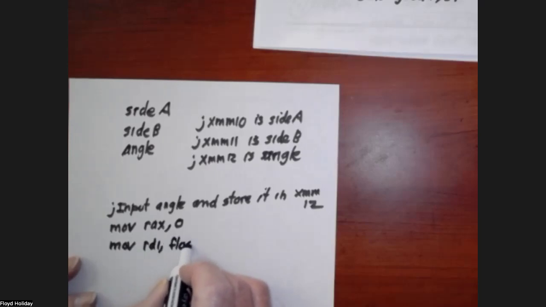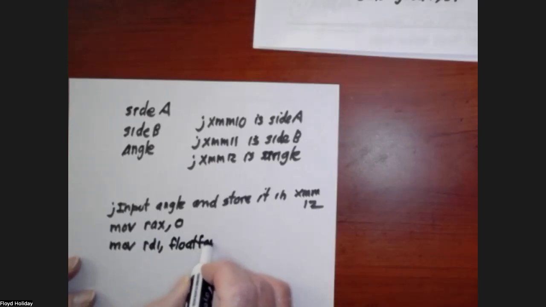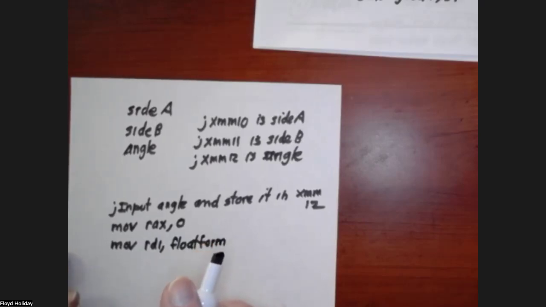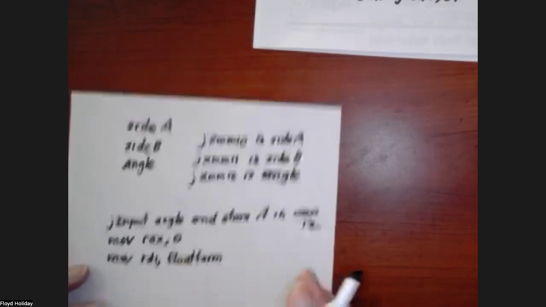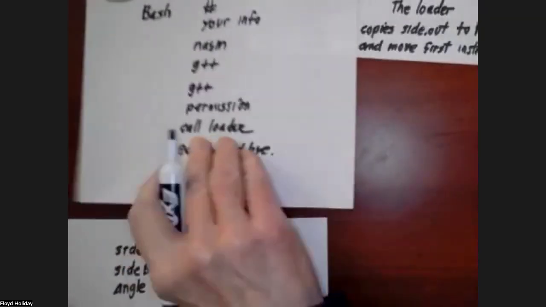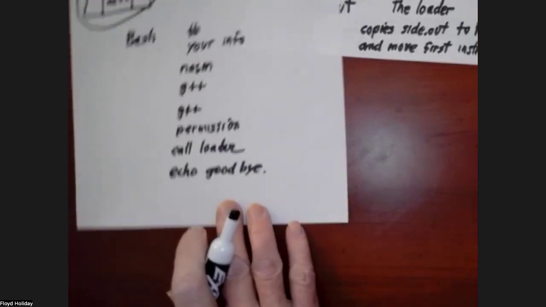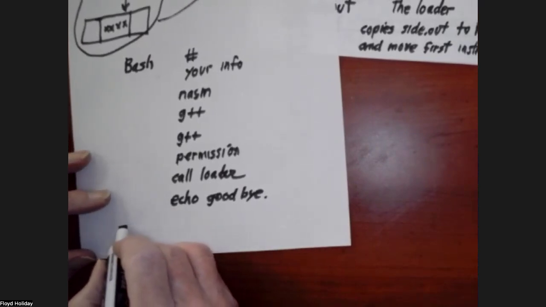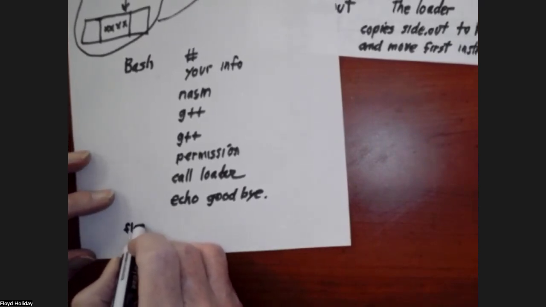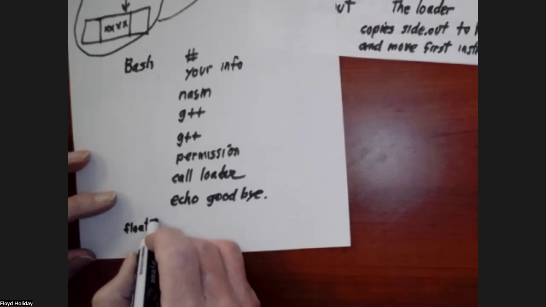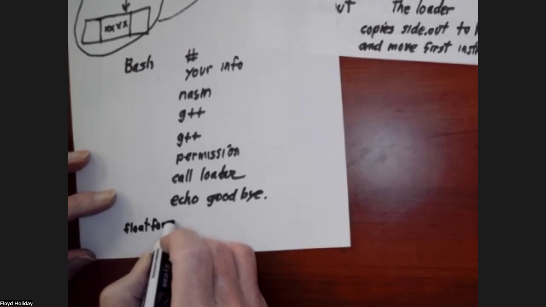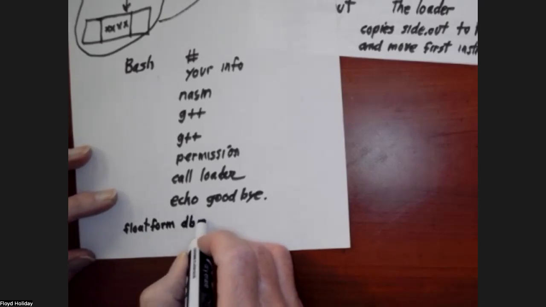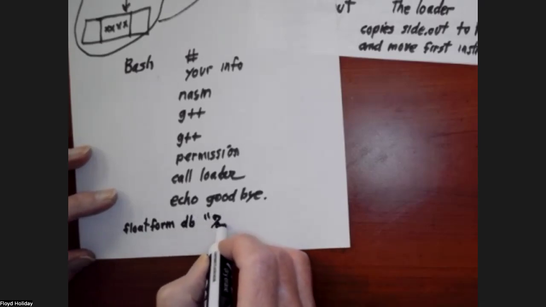Okay, so we need a format for the float number angle. We need a float form. You go on a computer, you scroll upward, and then you insert this under the BSS segment, float, under the dot data segment, form, DB, float percent.